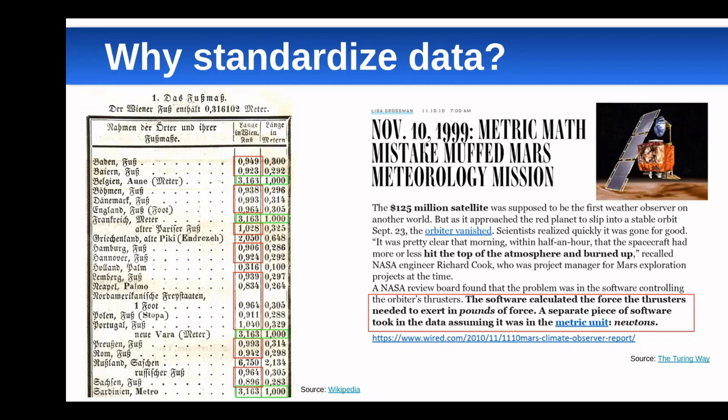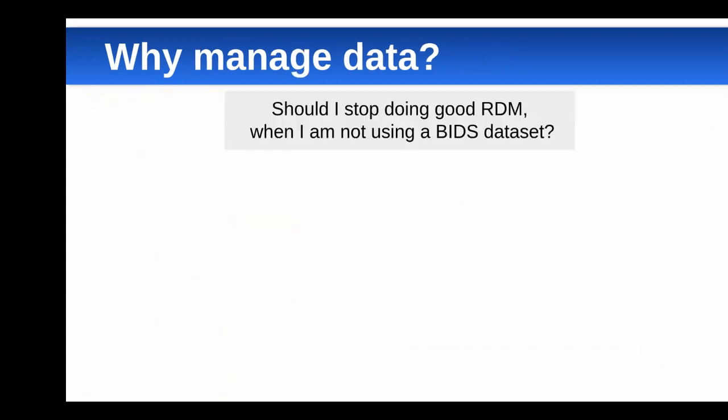But we're not trying to land rovers on planets. We're only trying to understand how the brain works. So obviously that doesn't matter to us, right? Well, maybe actually it does. I'm going to start with a question I tend to ask people: should you stop doing good research data management if you're not using a BIDS data set?